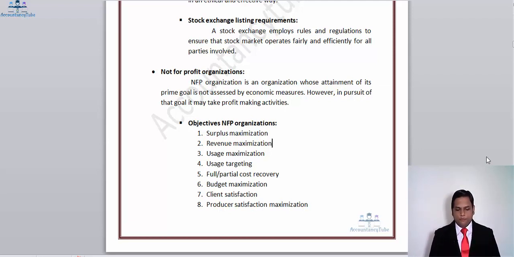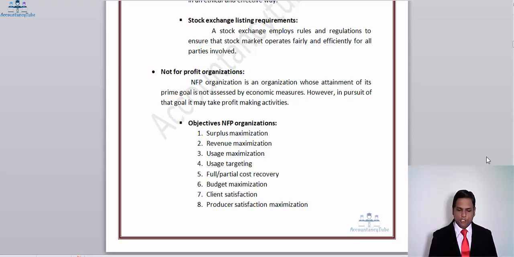After that, we have the objectives of not-for-profit organizations. Their main purpose is surplus maximization. Obviously, the more donations, the more aggressively they can pursue their social objectives. After that, we have revenue maximization. Whether non-profit or profit, revenue maximization is one of the main objectives. Usage maximization: use resources as much as possible to give the maximum number of students, in our example, the benefit. Usage targeting: a particular number of students will be sent to school with this fund on this much per month basis.